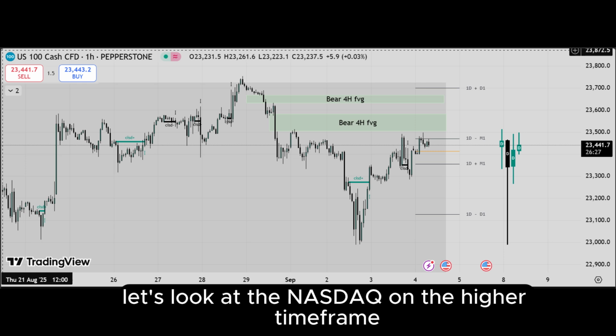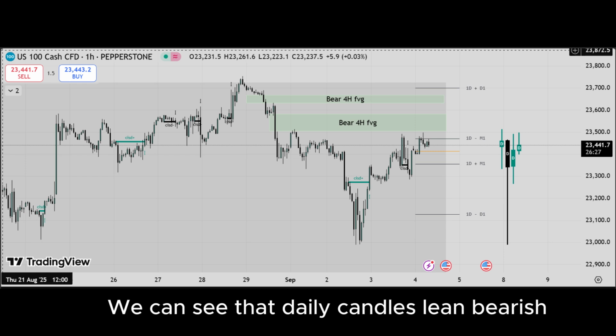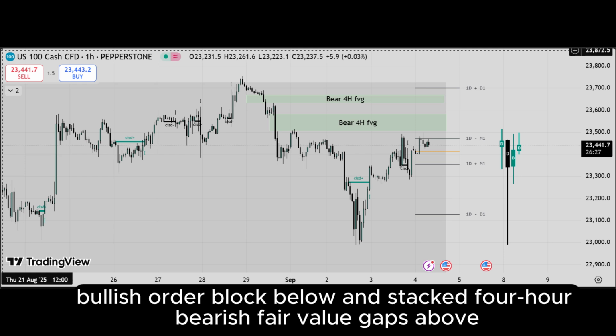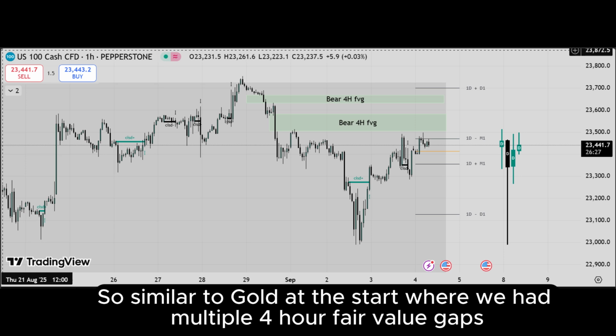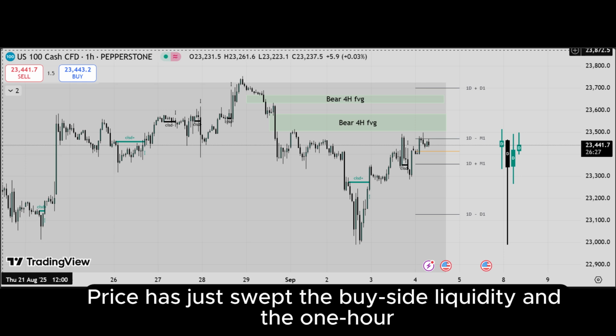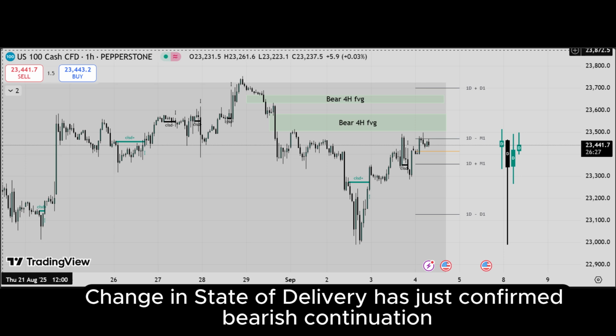Last but not least, let's look at the NASDAQ on the higher time frame. We can see that daily candles lean bearish. On the 1-hour chart, price is trading between a 4-hour bullish order block below and stacked 4-hour bearish fair value gaps above. So similar to gold at the start, where we had multiple 4-hour fair value gaps, here we have multiple 4-hour fair value gaps acting as resistance. Price has just swept the buy-side liquidity, and the 1-hour change in state of delivery has just confirmed bearish continuation.